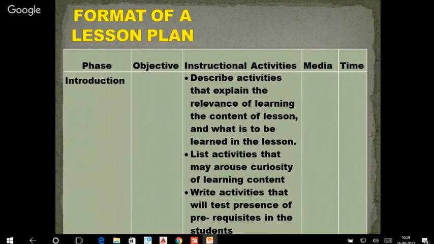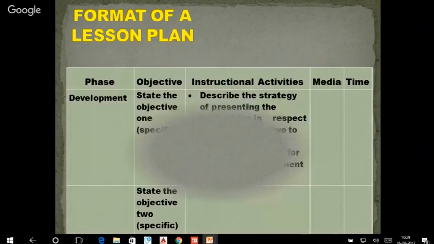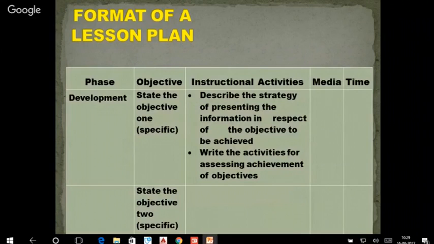Okay, so then comes the development phase. Say you have got 4 or 5 objectives. So in the objective column you will state the first objective. Here you will not write the content, here you will write the strategy to achieve the first objective. That is, describe the strategy of presenting the information in respect of the objective to be achieved, and write the activities for assessing the achievement of that objective.